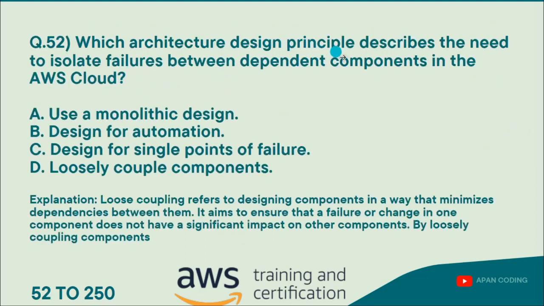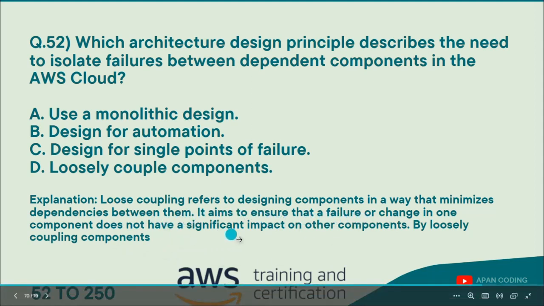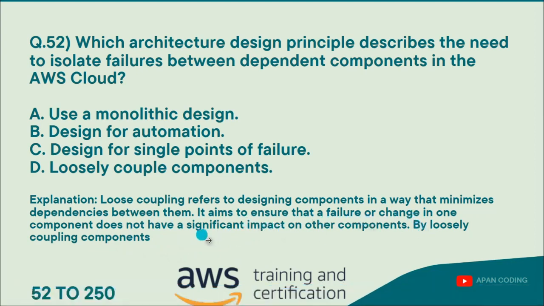Which architecture design principle describes the need to isolate failure between dependent components in the AWS Cloud? What will be the answer, friends? The answer is loosely coupled components. Why? Because loose coupling refers to designing components in a way that minimizes the dependencies between them. It aims to ensure that the failure or a change in one component does not have a significant impact on other components. It's very clear, friends, because without loosely coupled components it would not be possible. So now move on to the next.